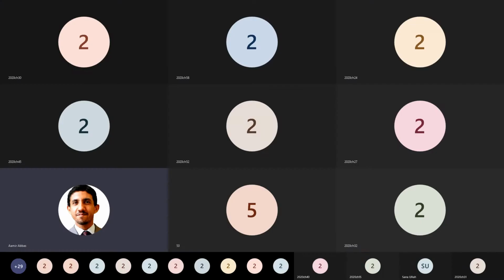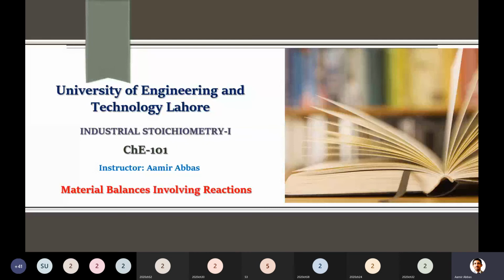Lecture of material balance involving reaction. Yesterday I taught you something about this: when reactions are involved, which things you have to take care of. Yesterday, if you remember, we covered the first part, what a stoichiometric equation or reaction equation is, how you have to balance the equation, what a balanced equation means, and then what the stoichiometric coefficients are.